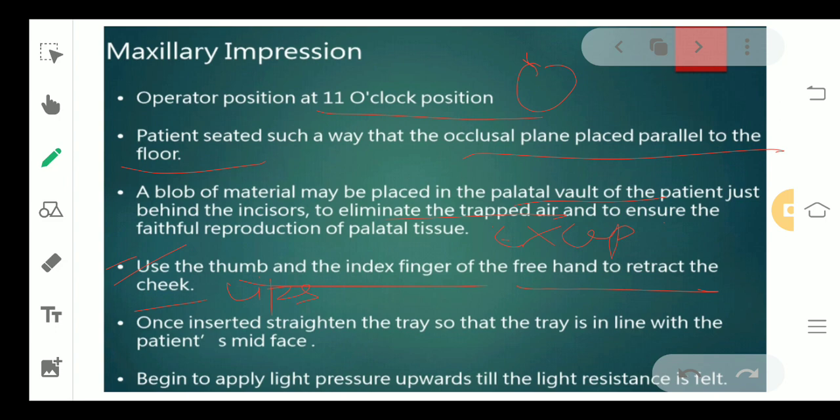Once inserted, straighten the tray so that the tray is in line with the patient's mid-face so that the midline falls in place. When you're inserting the tray, it is to be a little bit tilted. For example, this is your tray. At the time you are inserting it into the patient's mouth, it should be a little bit tilted. But as soon as you reach inside the patient's mouth, you have to straighten your tray. Now begin to apply light pressure. A lot of pressure can harm or irritate the patient, so do not apply a lot of pressure, just apply a firm pressure, and now wait for 3 to 4 minutes for your impression to set.